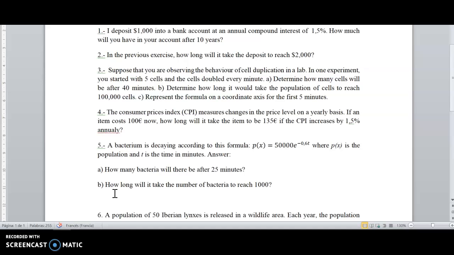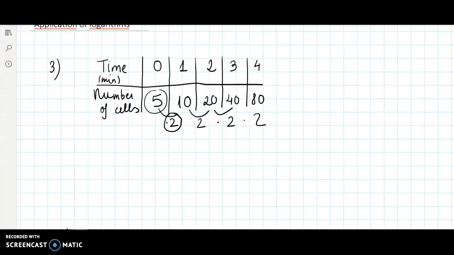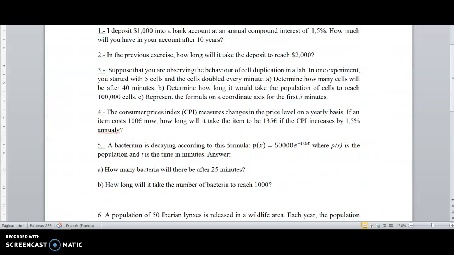To explain this exercise, I'm going to use a table like this one, and this is the typical table that we use for functions. So we have the time and the number of cells. There are 5 cells at the beginning.